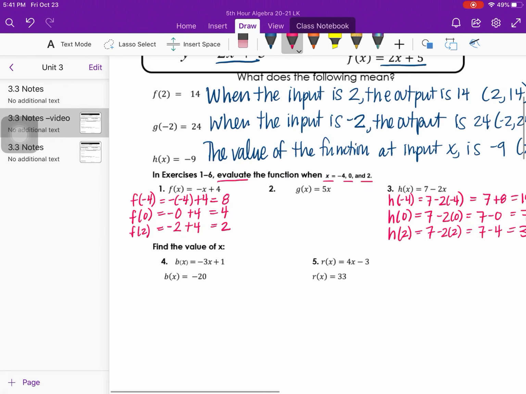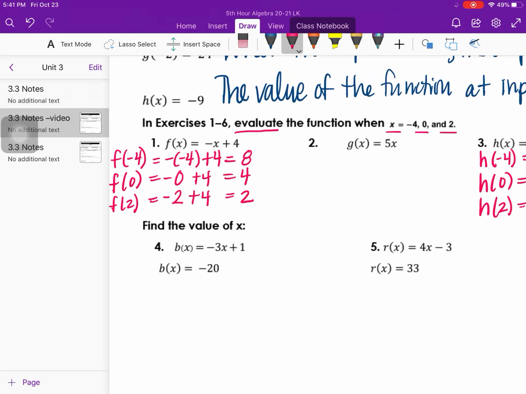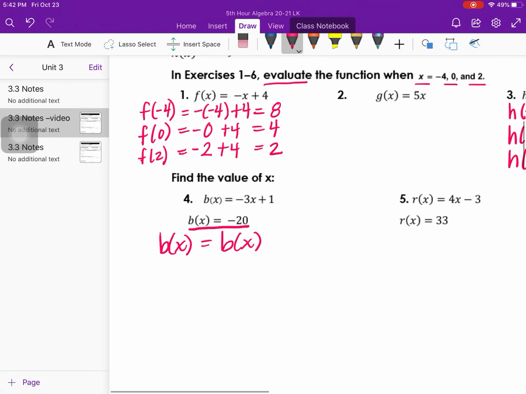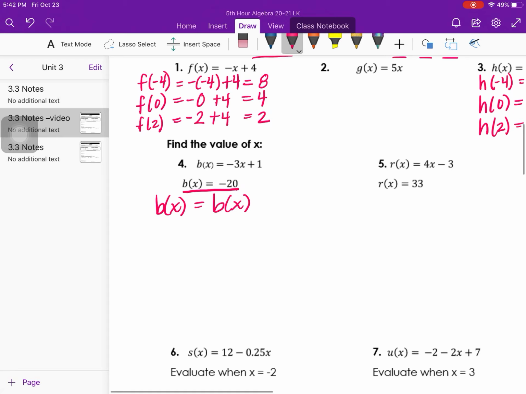In the next section, it's telling us to find the value of x. And in pre-algebra, we used substitution in the same way we're going to right now. So right now I see b of x equals 20. So the value of the function at x is 20. It's also the value of the function at x is equal to negative 3x plus 20. So I can start by just making a true statement and showing that b of x equals b of x. And now I will just substitute those values in.